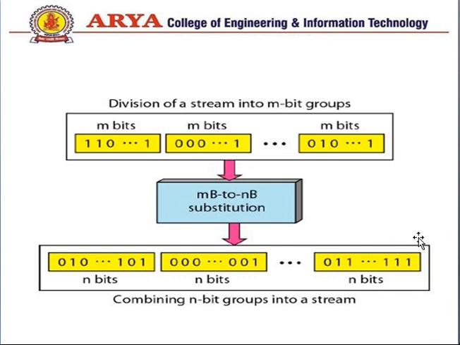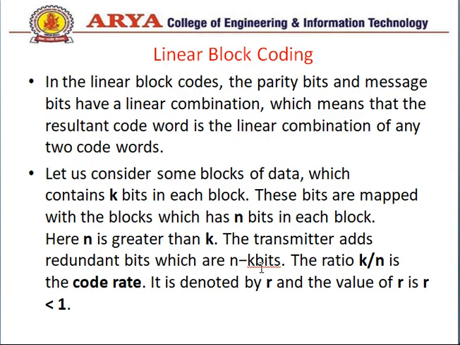So this is the diagram where you can understand how block coding is performed. We have m-bit data words, with division of the stream into m-bit groups. Then we perform some substitution, and it is converted into n-bit groups, into the stream. These are the code words.